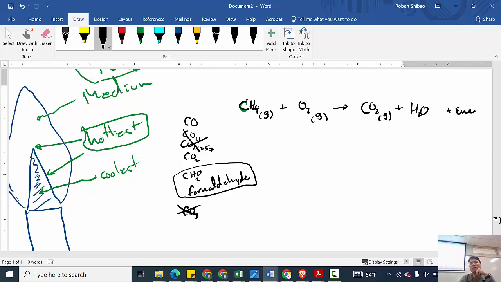Yeah, so what we have to do is balance this. So let's go ahead and balance this. Balance means we have to make sure that the atoms on the left are the same as the atoms on the right. So we have one carbon, so the carbons are balanced. Except we have four hydrogens over here. How many hydrogens do we have on the right? Two. And so what we need to do is call this H4O.